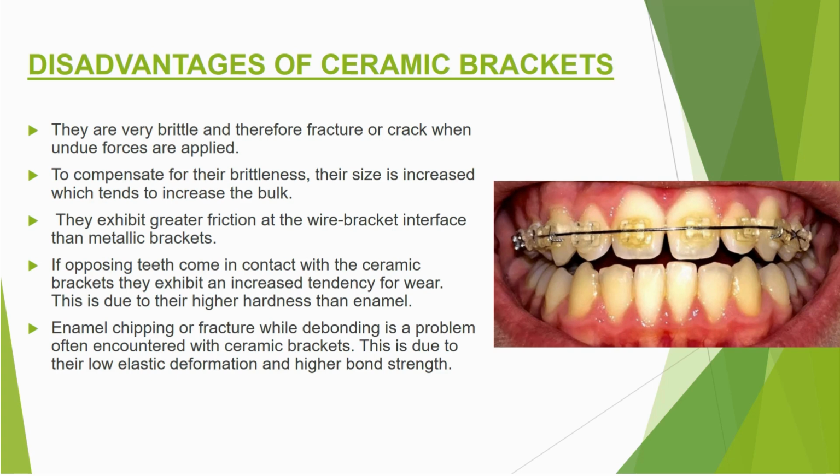Disadvantages of ceramic brackets. They are very brittle and therefore fracture or crack when undue forces are applied. To compensate for their brittleness, their size is increased, which tends to increase the bulk. They exhibit greater friction at the wire bracket interface than metallic brackets. If opposing teeth come in contact with the ceramic brackets, they exhibit an increased tendency for wear.